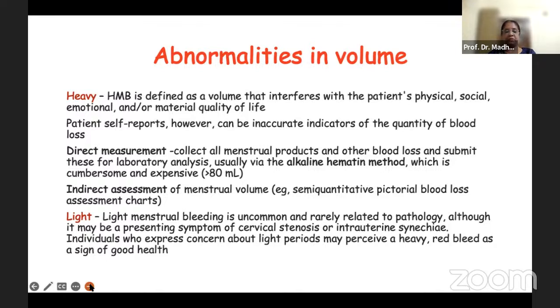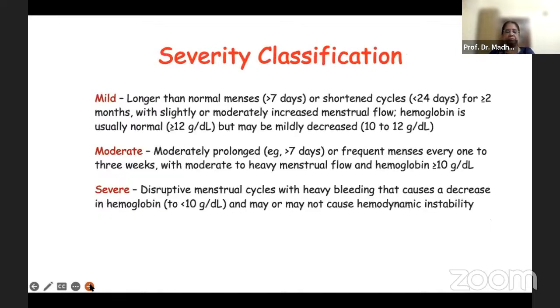Another entity we must know about is light menstrual bleeding. It is very uncommon and very rarely reported, although it may be a presenting symptom of cervical stenosis or intrauterine synechiae. Now, these patients who report it may be concerned because they may perceive a heavy red bleeding as a sign of good health. So these patients only need some kind of reassurance.